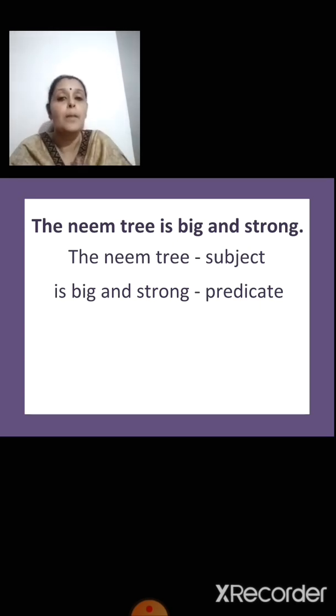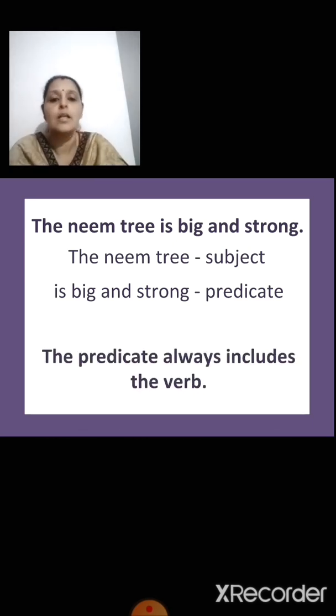Understood, children? The main person or the thing that we talk about in a sentence is the subject, and what we are saying about the subject becomes the predicate. Also, one more thing to remember here is that the predicate always includes the verb that is there in the sentence. The action word or the doing word, the verb, always gets included in the predicate. Yes?